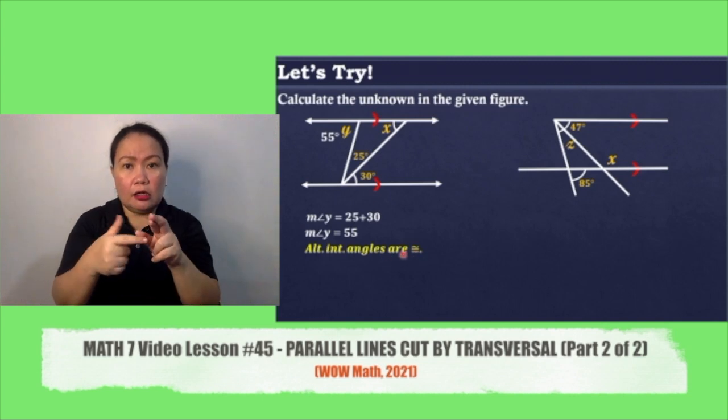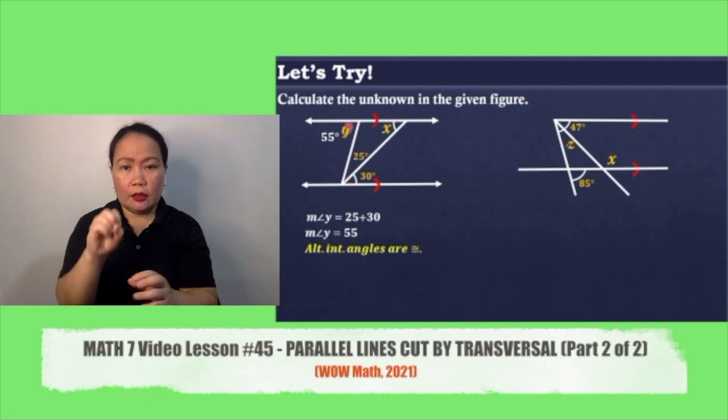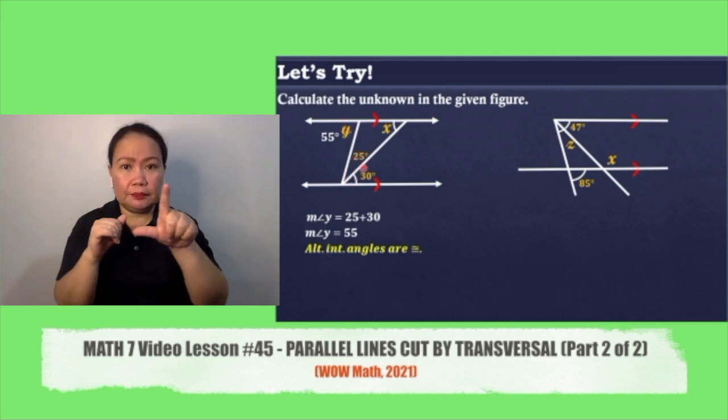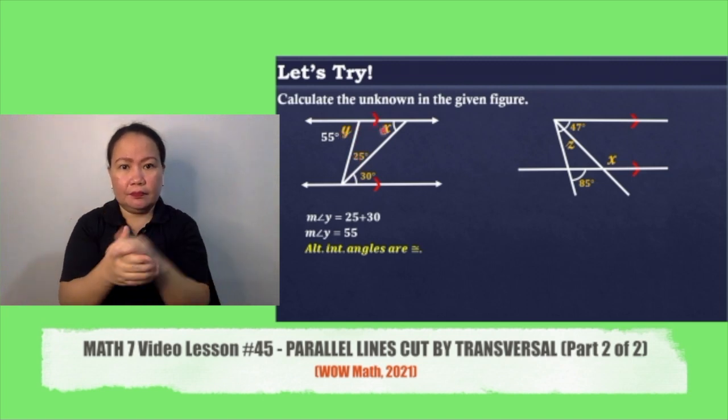So, in-apply natin dito yung alternate interior angles are congruent. Kasi ito, interior angles sila. So, congruent yan. So, kung ito ay 55, 55 din si angle Y. Okay, proceed tayo kay angle X.